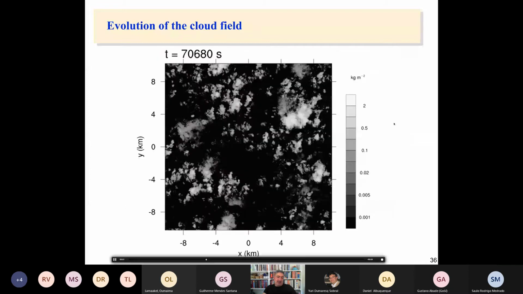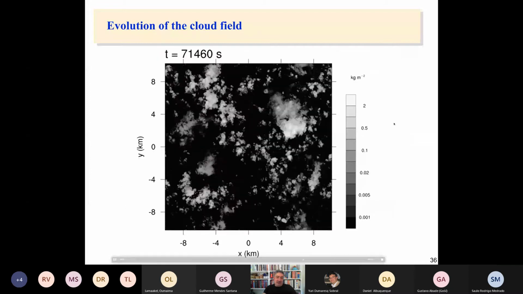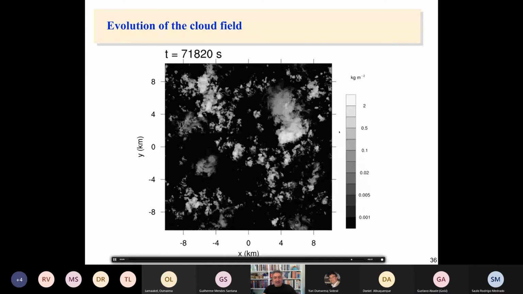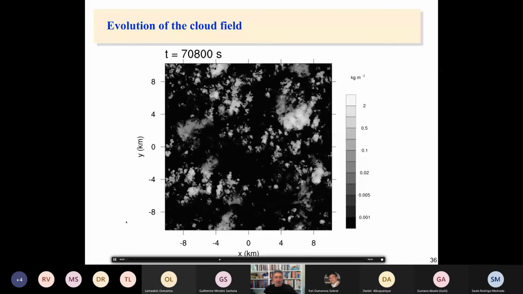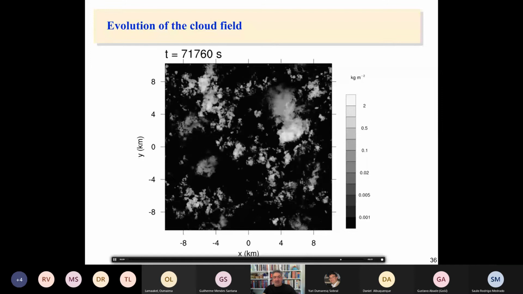And this is like looking at the clouds from the top. Everything is dynamic in the LES. Everything is moving. So we have these clouds that are moving. Same case as before.